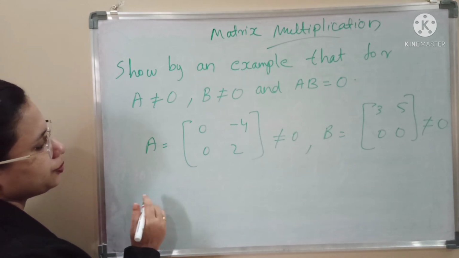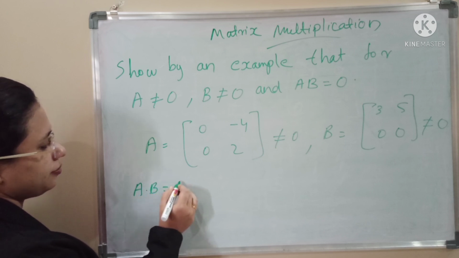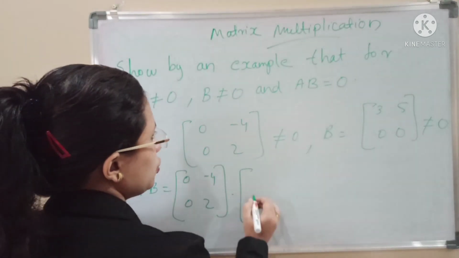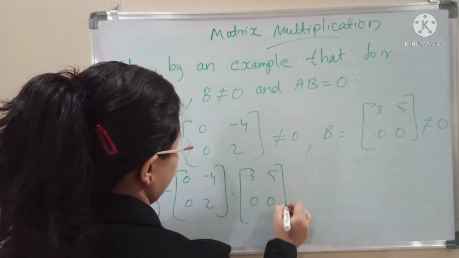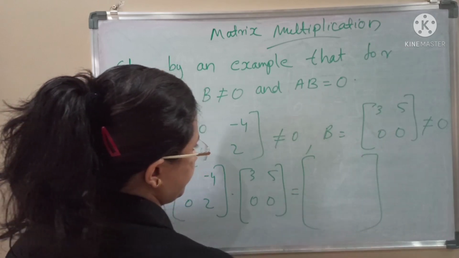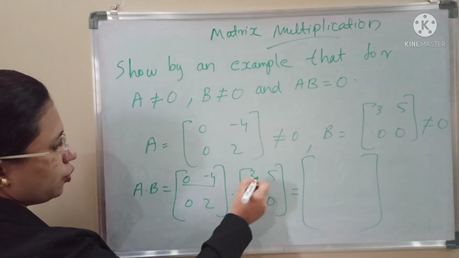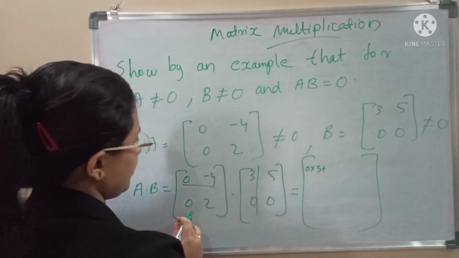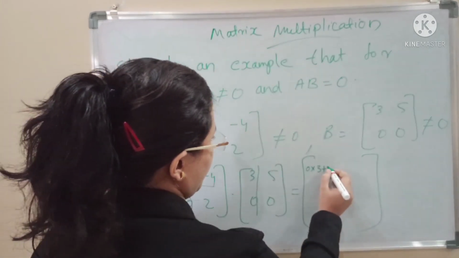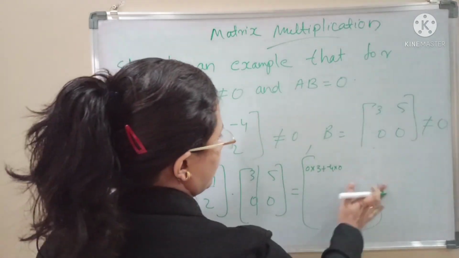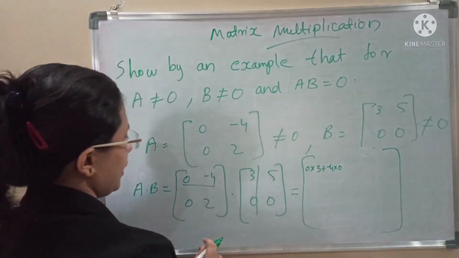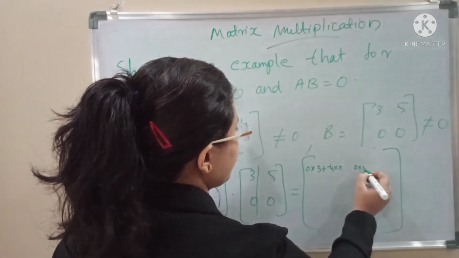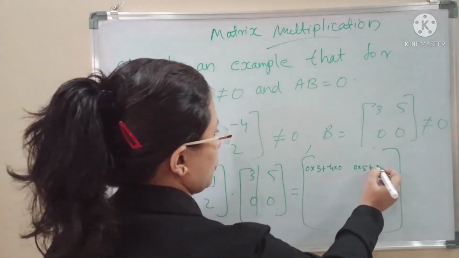So let's do AB. A into B, [0, -4; 0, 2] into [3, 5; 0, 0]. That is equal to first row, first column. So 0 into 3 plus -4 into 0. Then same first row, second column, 0 into 5 plus -4 into 0.